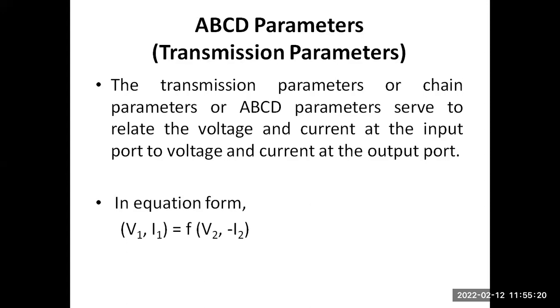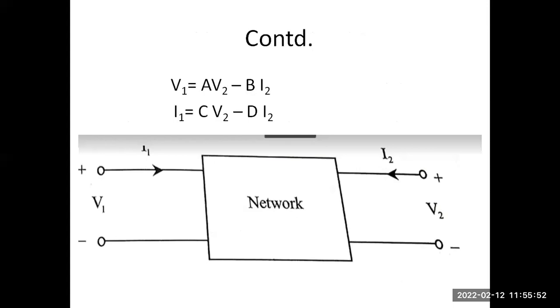Now, in this case, basically, the input voltage and input current are expressed in terms of output voltage and output current. So the transmission parameter, also known as the chain parameter or ABCD parameter, serves to relate the voltage and current at the input port to the voltage and current at the output port. So this is the way we are going to express this transmission parameter.